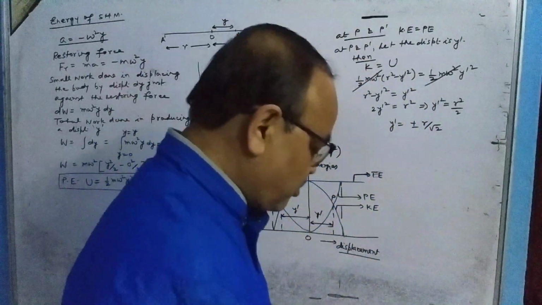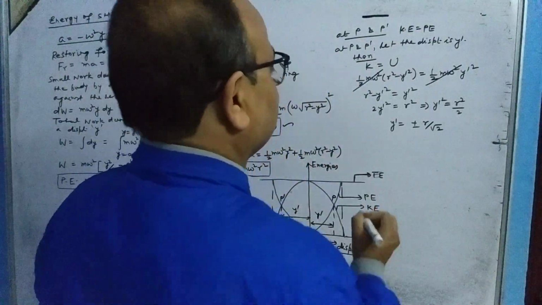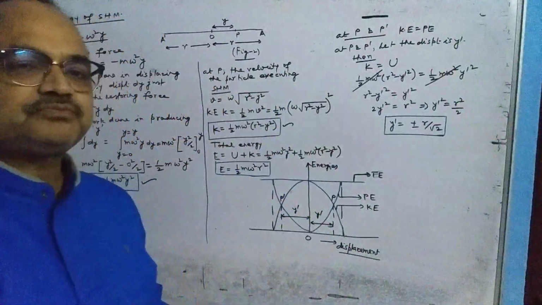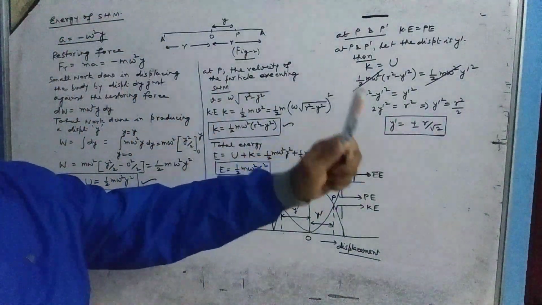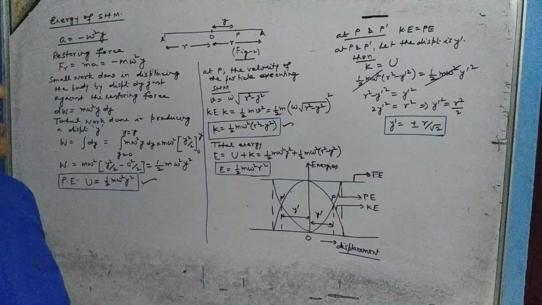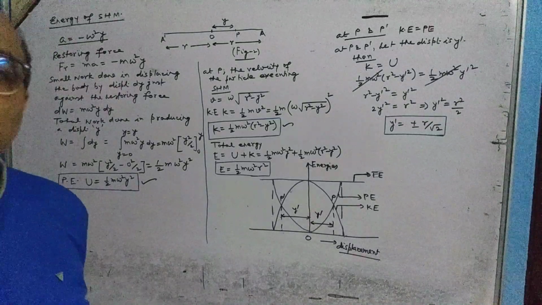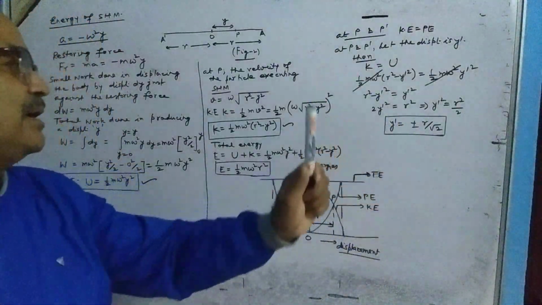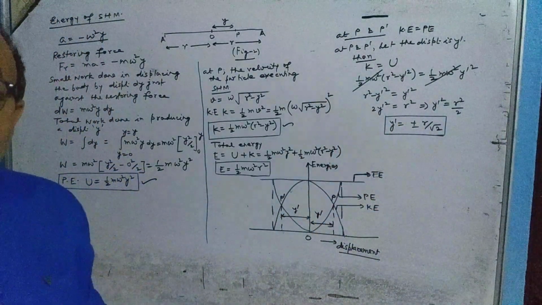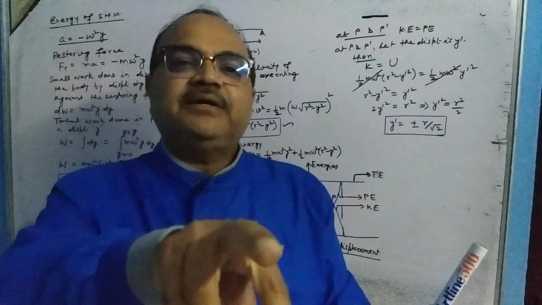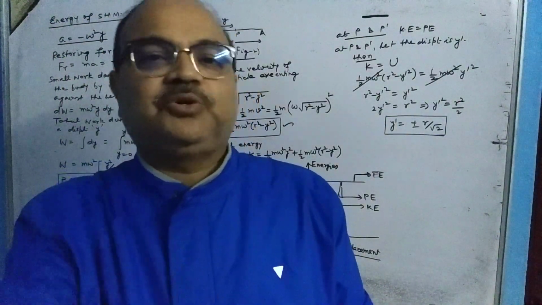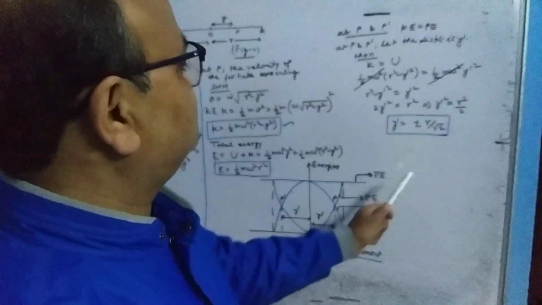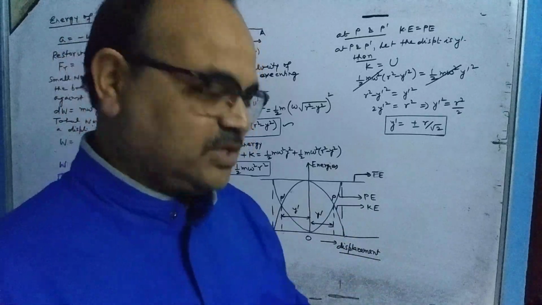A very important relation we are getting. You can mark it, you can note it down. y dash is equal to plus minus r by root 2. That means at this displacement only the kinetic energy and potential energy will be equal, or you can say half-half. Kinetic energy and potential energy will be half-half of the total energy. 50-50. That also can be said. Very important situation. You can just mark it.